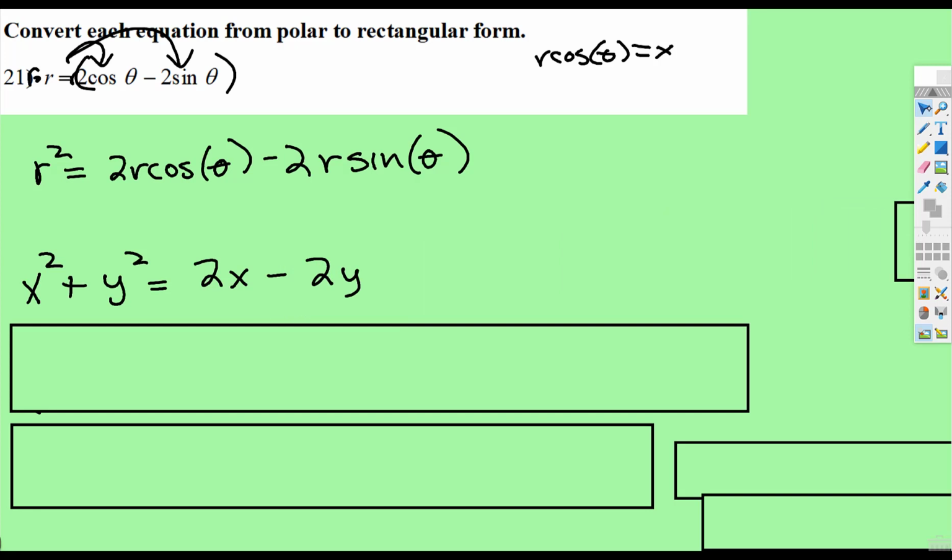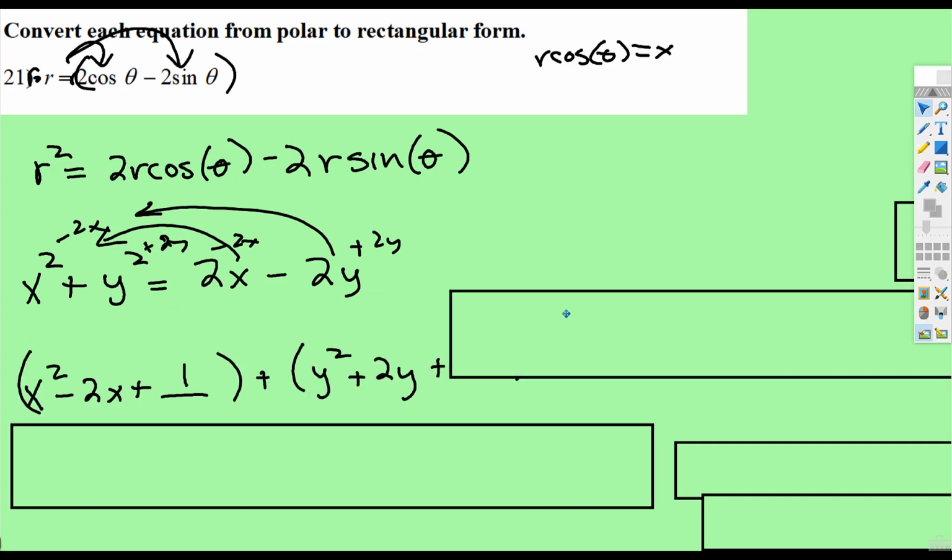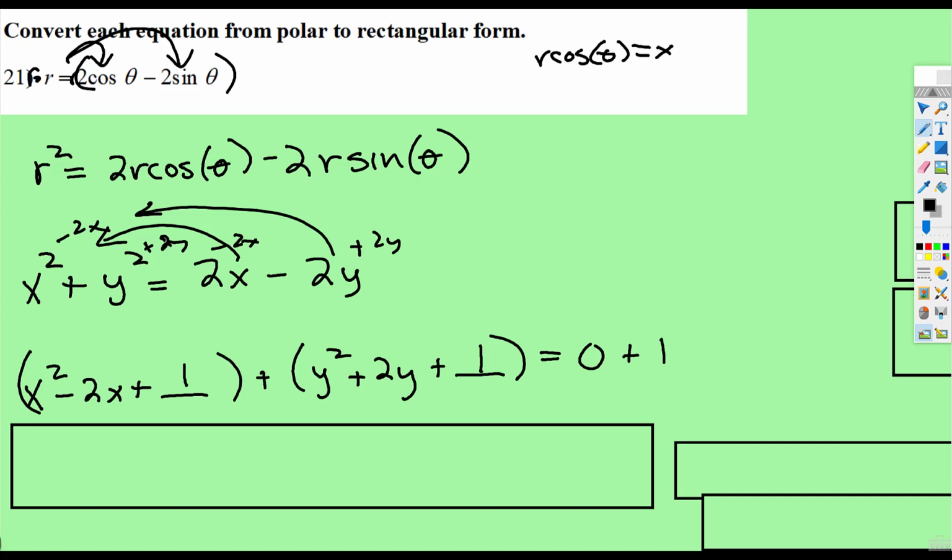Now I need to convert this back, so I need all of the x's and y's on the same side. So I'm going to subtract a 2x on both sides and add a 2y on both sides. So that's what I did here. So x squared subtract 2x. Now remember, back in doing conics, we're going to complete the square. So half of -2 is -1. -1 squared is +1. And same thing here. Oh, and I needed to add the +1 there, because I added a 1 here, so I have to add 1 both places.